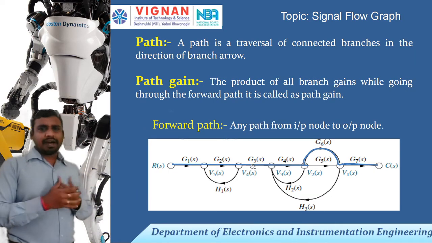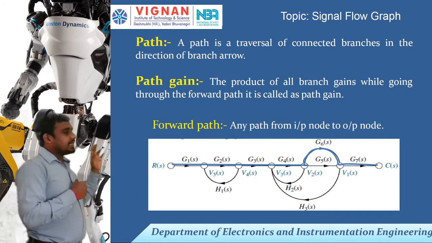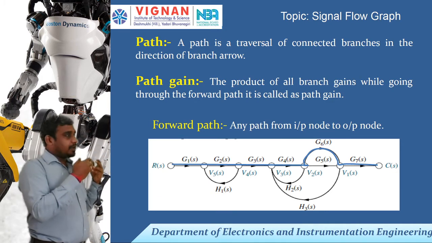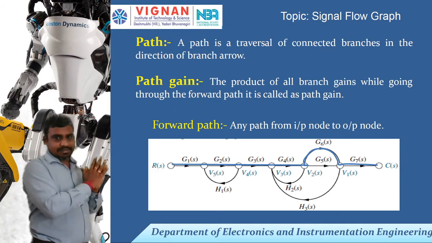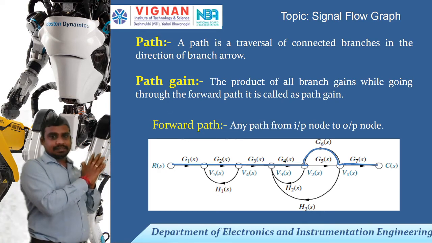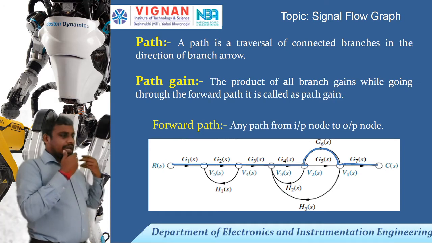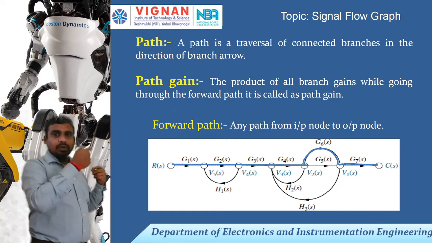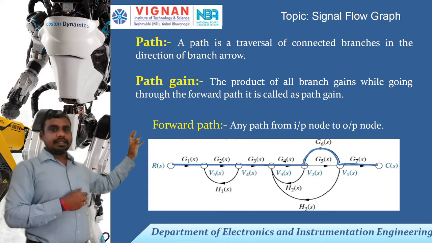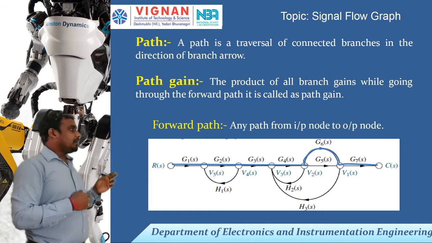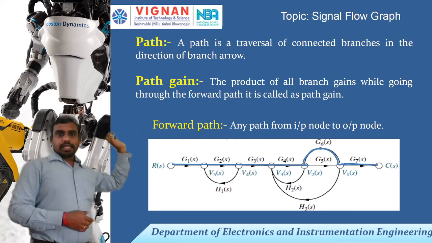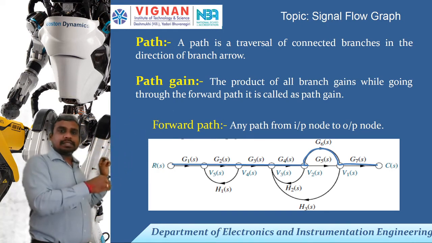Then what is a path? It connects two nodes, with the signal flowing from one point to another. In simple words, a path is a traversal which connects two branches. You can observe the signal flowing through certain nodes. You can represent it as a path, and the gain across the path is called the path gain. If the signal is traveling from the input node to the output node, then the path it chooses is called a forward path.